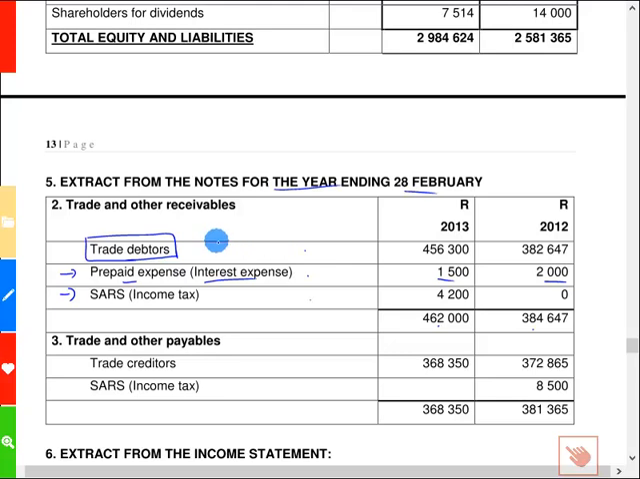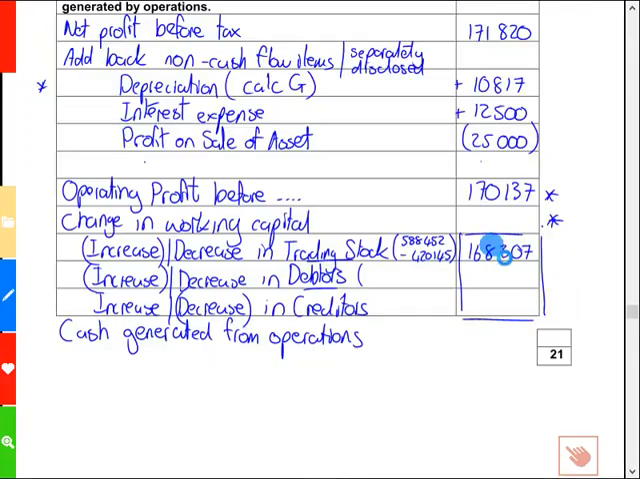Right? Does it make sense? Okay, but because this is specifically prepaid expense related to interest, we know that's separately disclosed, so we'll take that into account on the interest paid line. The SARS also will take into account on the tax paid line. So we only have 456 minus 382. That's an increase. Right, we can see that's an increase. An increase in an asset is going to be an outflow.